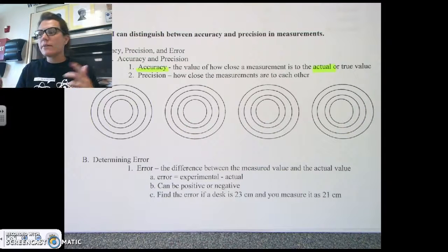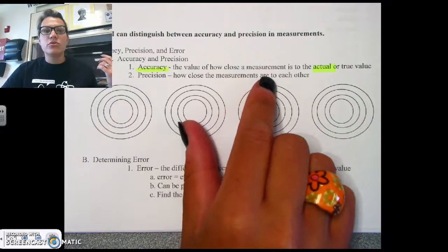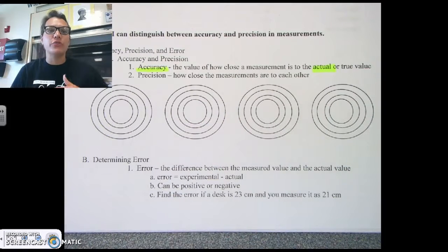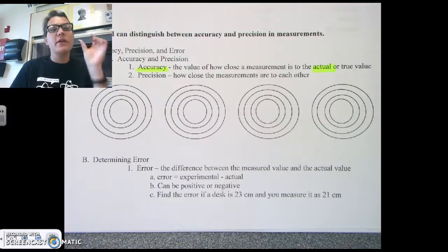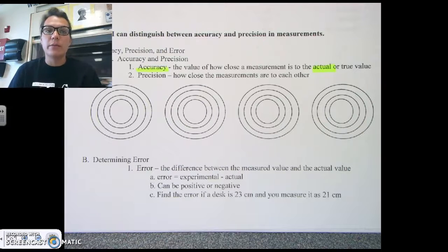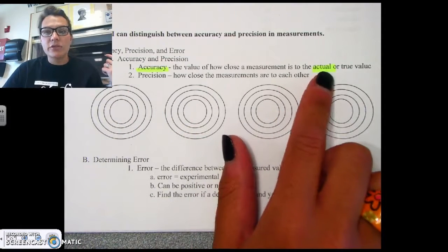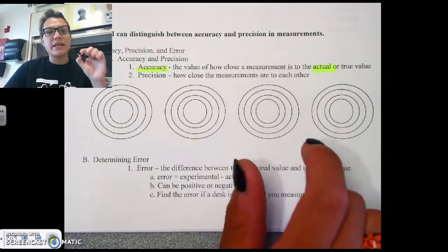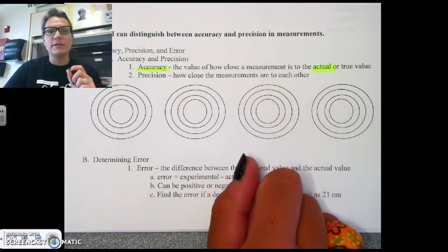So accuracy is going to be the value of how close a measurement is to the actual or true value for that thing. Meaning, if you were to weigh something on the scale and then look that thing up in a book of what it should be, accuracy would be the number on the scale is really close to what it is in the book, okay? And I always remember accuracy starts with A, and actual starts with A. So accuracy deals with how close are we to the value that we want or what it actually is, okay?